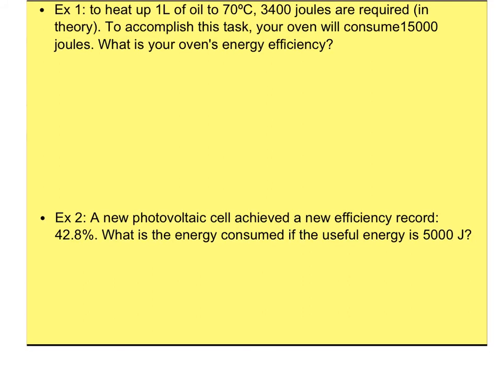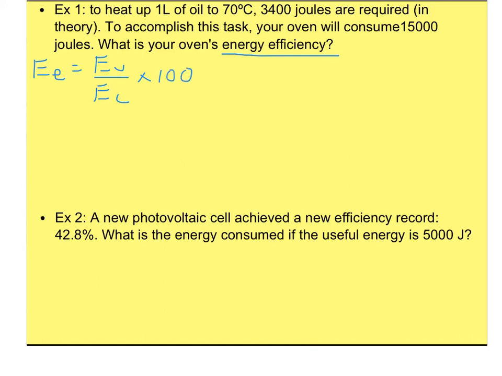We'll try example 1 together. To heat up 1 liter of oil to 70 degrees Celsius, 3,400 joules are required in theory. To accomplish this task, your oven will need to consume 15,000 joules. What is your oven's energy efficiency? So we are looking for energy efficiency. We need to use the formula energy efficiency, EE, equals useful energy, EU, divided by consumed energy, EC, multiplied by 100 to get the percentage.